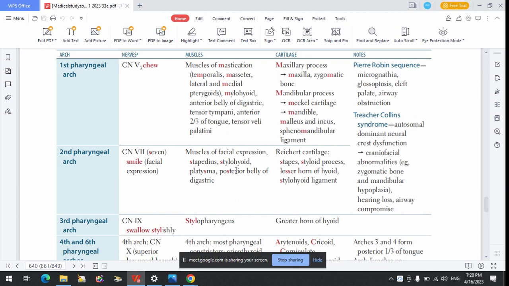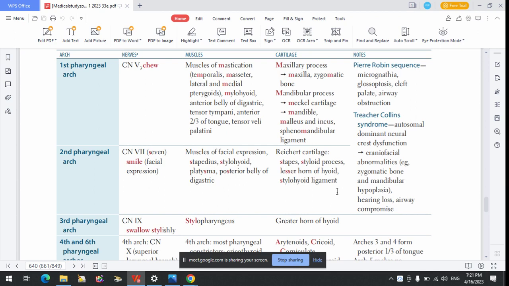So then you remember your stylohyoid again in order to know the bones. Stylohyoid: the styloid process, which is the stylo part, and the lesser horn of the hyoid bone, as well as the stylohyoid ligament, from the conjunction of the name. Then lastly, the stapes. Everything has an S in it too: the stapes, the styloid process, the lesser horn, as well as the stylohyoid ligament.